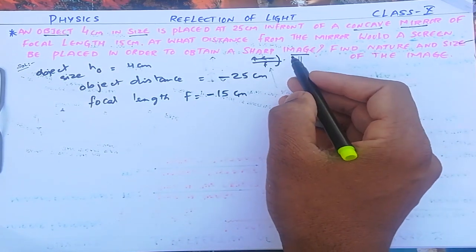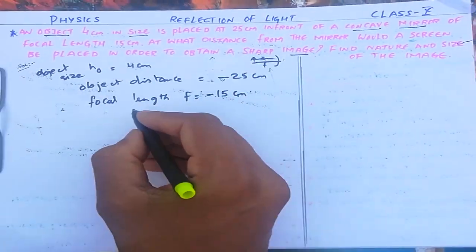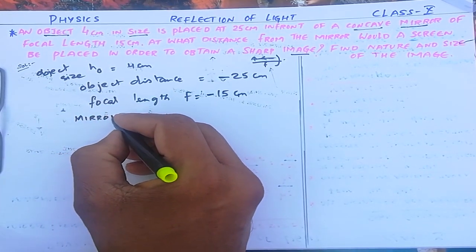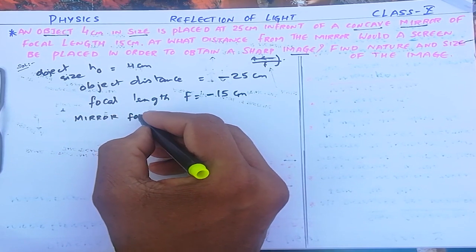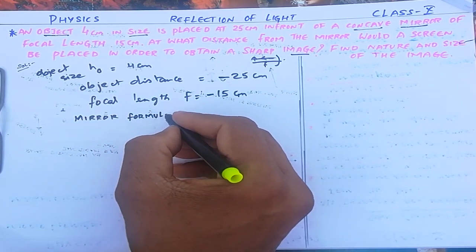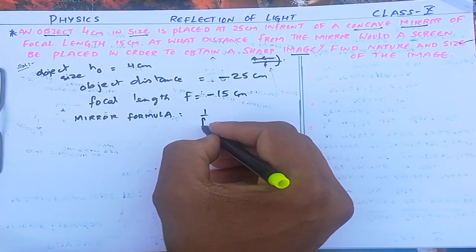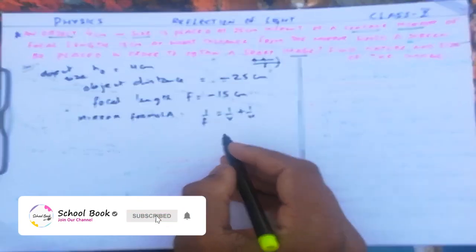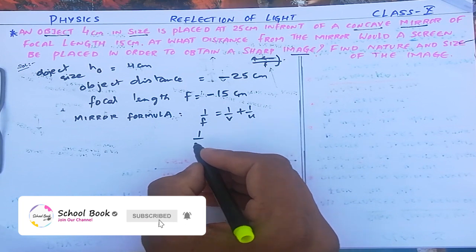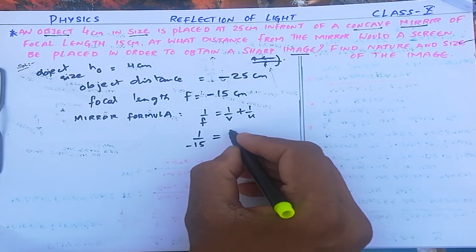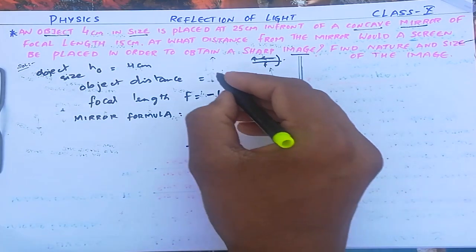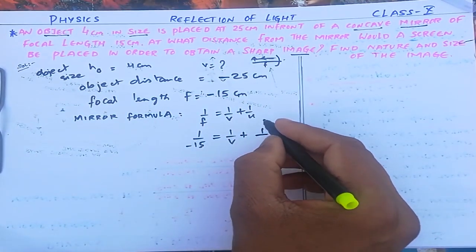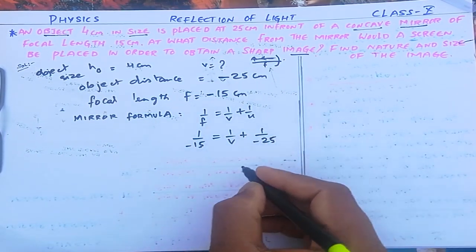Now we will find out image formation. We have the mirror formula. What is the mirror formula? 1 by f equal to 1 by v plus 1 by u. We'll substitute in this one. 1 by f, value is minus 15, equal to 1 by v, we need to find out, that is nothing but image distance, plus 1 by u, value is minus 25.